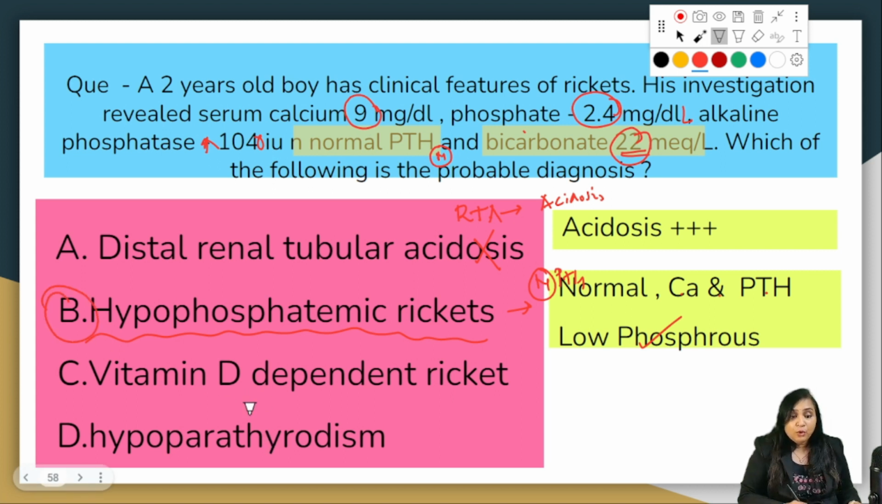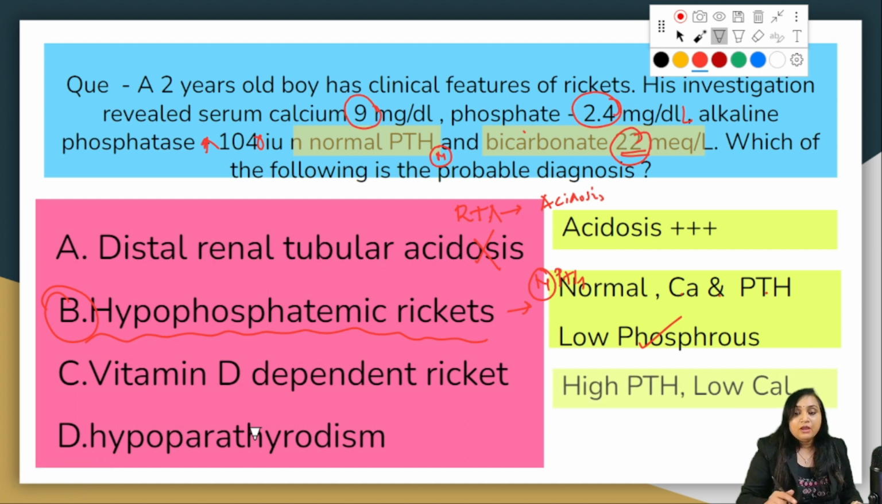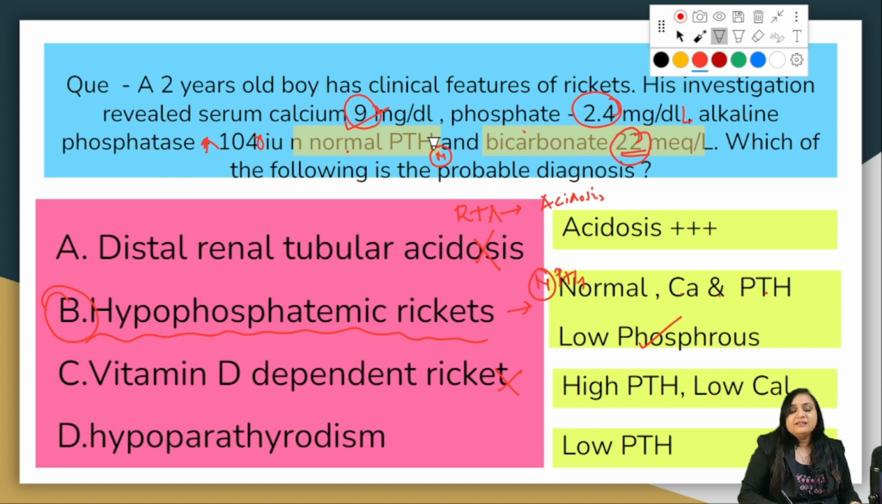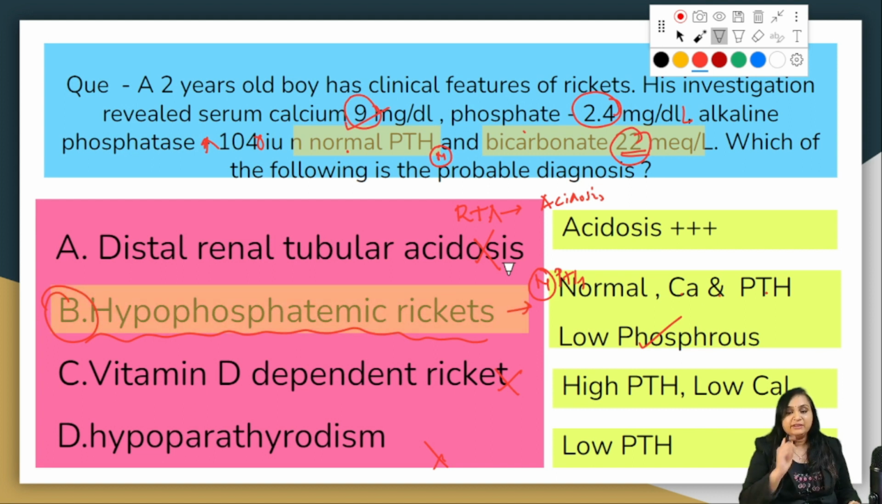Now let's review option C and option D. What will happen in vitamin D dependent rickets? Vitamin D dependent rickets will have a low serum calcium and high PTH. So this is also out. And what about hypoparathyroidism? Hypoparathyroidism will present with a low PTH. Here it is normal PTH. So this option is also out. So the correct answer is option B, hypophosphatemic rickets.